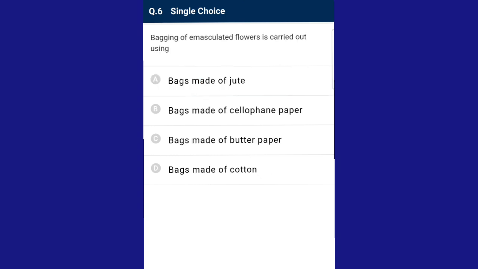Question number 6. Bagging of emasculated flower is carried out using. If the female parent bears bisexual flowers, removal of anthers from the flower before the anther dehisces, using a pair of forceps, is necessary. This step is referred to as emasculation. Emasculated flowers have to be covered with a bag of suitable size. Correct option is C.